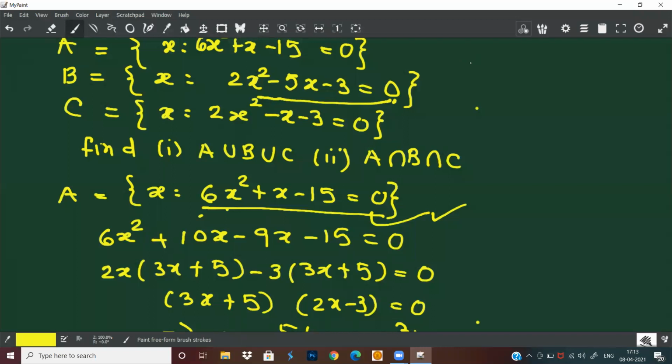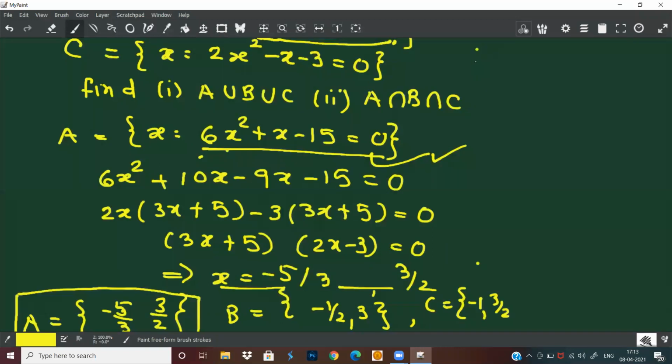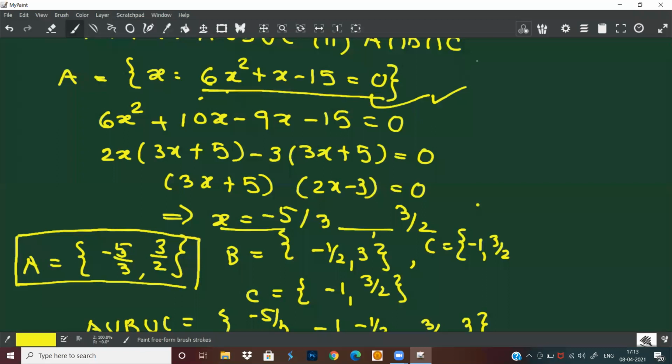Tuhin, tell me. Check your ABC. No, na, yes. A intersection B intersection C means... Oh, no problem, beta. You are clear about it, na? Great.